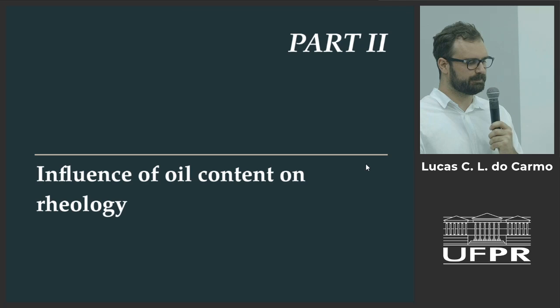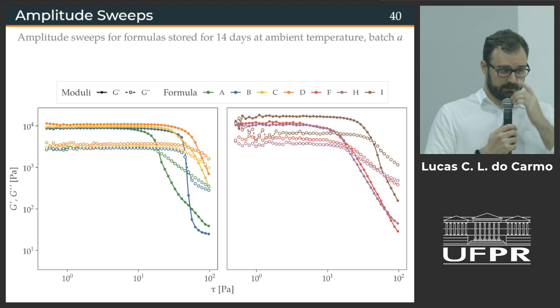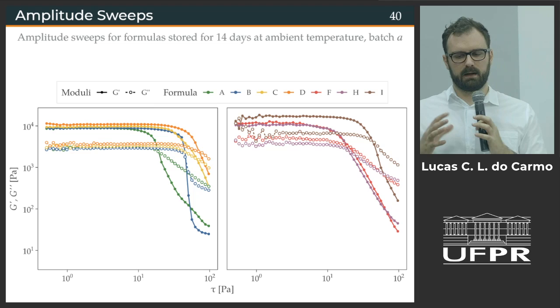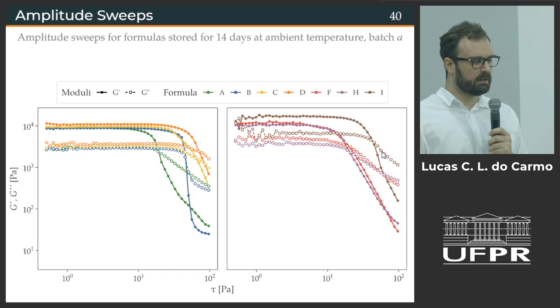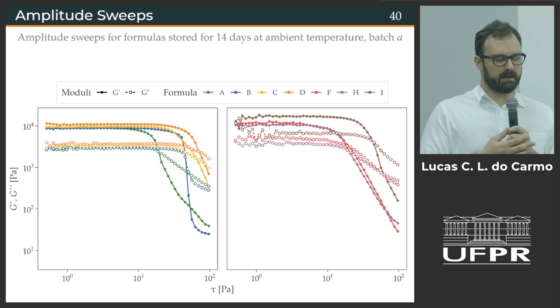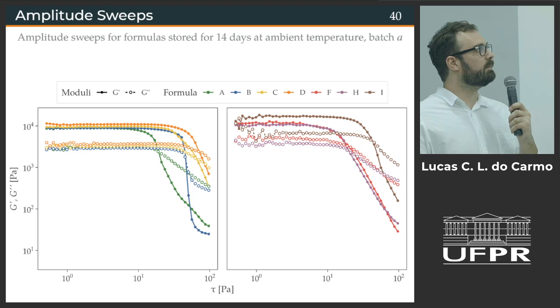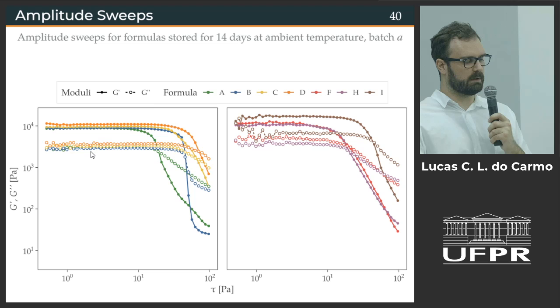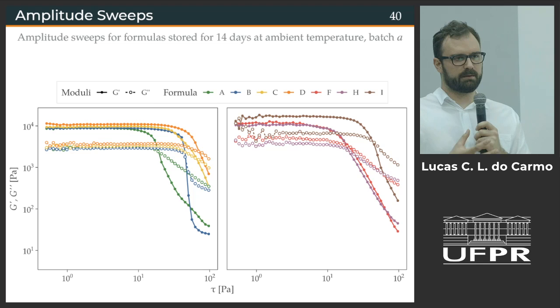So for the second part, I would like to concentrate on the influence of oil content on rheology. And the relationship that we mostly saw was that formulations with higher oil content, with higher concentration of droplets, had a higher elastic modulus. In some references, some authors say that this can be interpreted as higher stability. If we have formulations that have a storage modulus, G prime, above G double prime, you have a stable formulation because the droplets within are not migrating, creaming, or sedimenting.